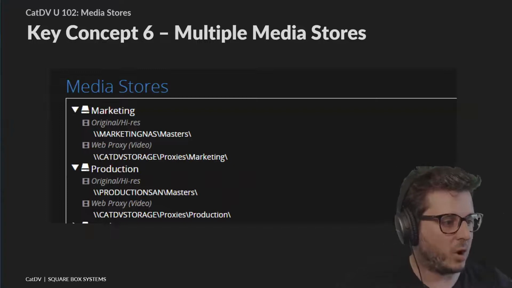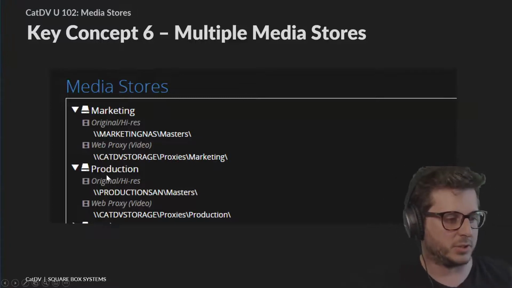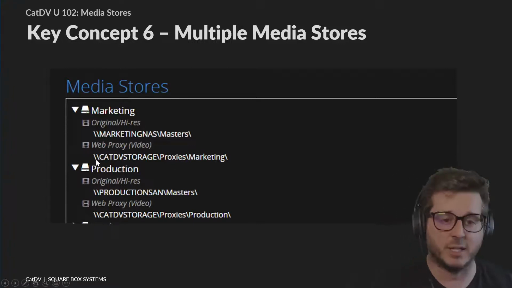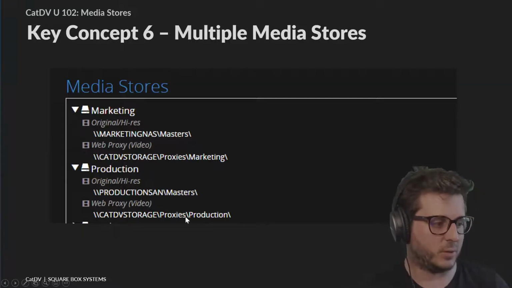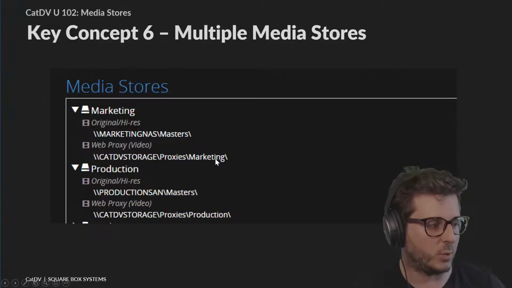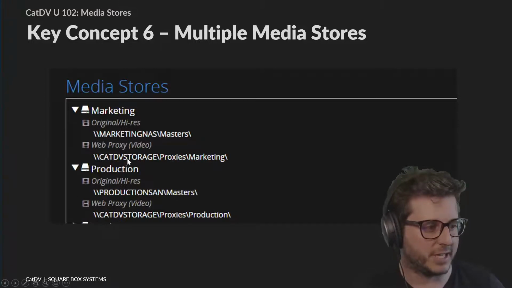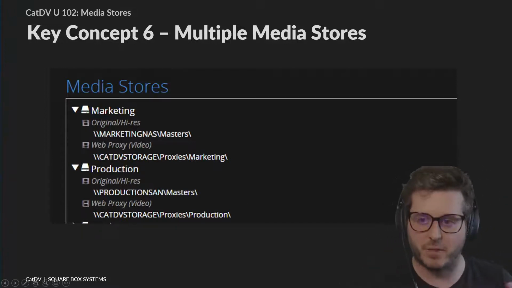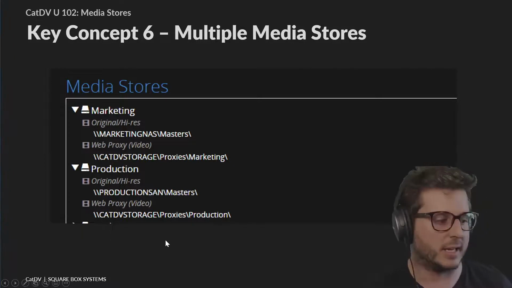So marketing, their high-res material is on the marketing NAS in a folder called masters, and the production team, their media is in production SAN masters, so 2 different locations there. But actually the proxies for both of them happen to live on another storage device called CatDV storage. And what we've done there is we've created a share called proxies, and one folder called marketing, one folder called production. And it's important, if you go for this style of configuration, that these are 2 different discrete locations. Because remember, it goes back to that root part of the path and the relative part of the path. So the marketing proxies are going to live in here, and the production proxies are going to live in here.